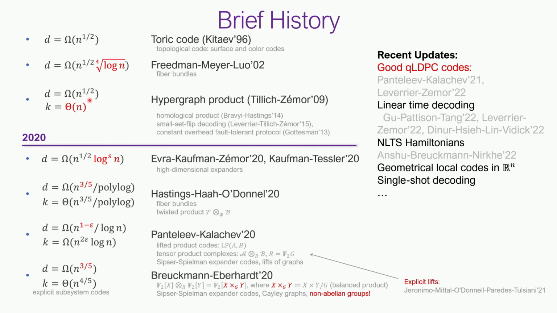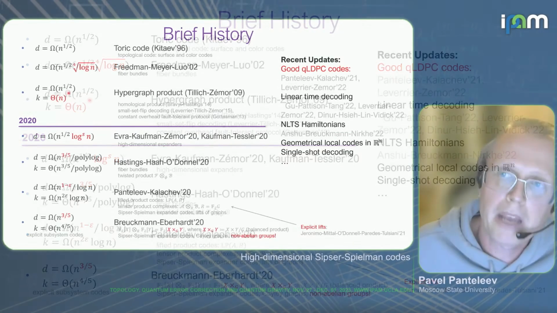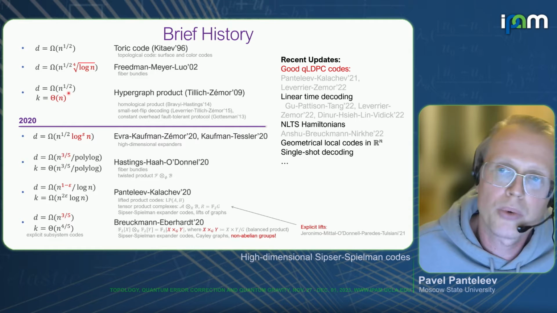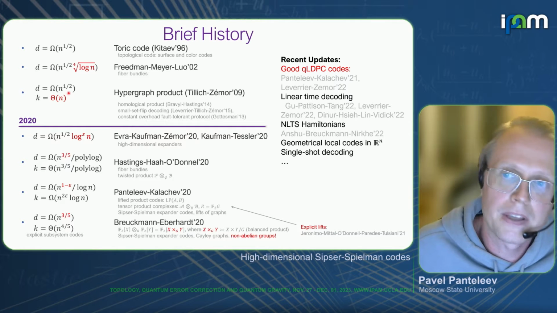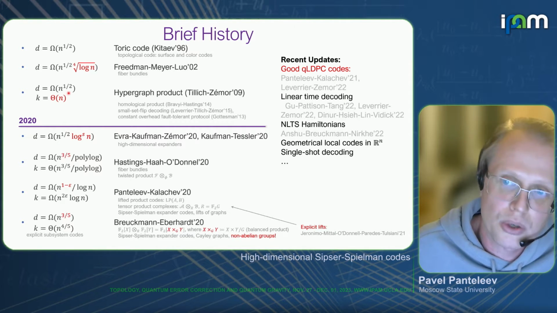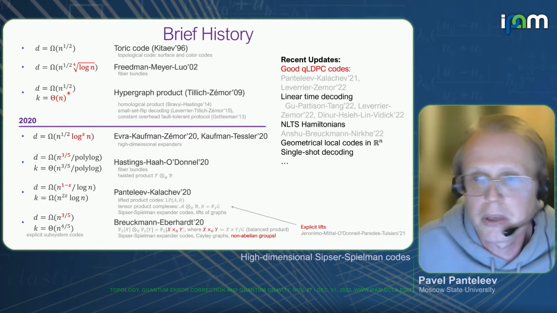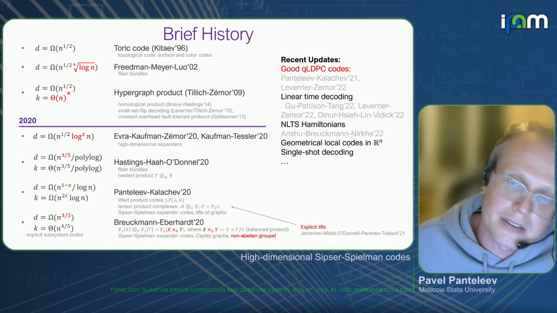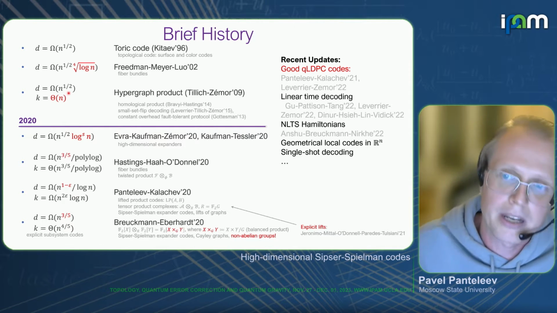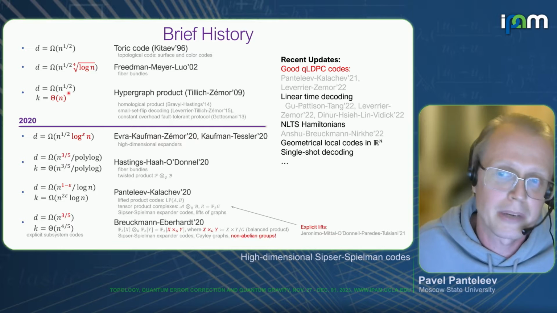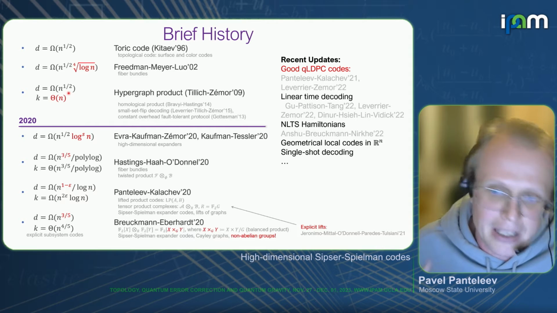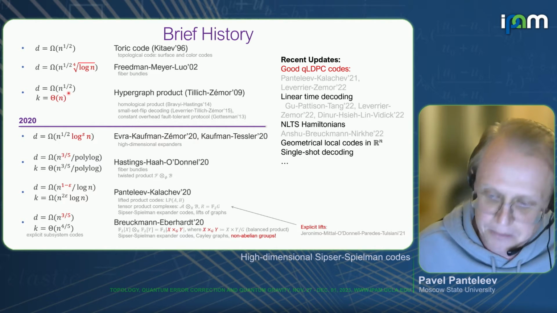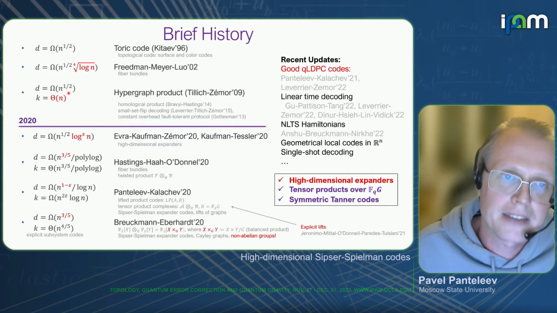And in more recent papers in 2021, in our paper with Gleb Kalachev, we finally solved this problem and showed that we can have good LDPC codes. And after that, a lot of people came into this field and proved many other things. And now we have linear time decoders, NLTS Hamiltonians, and geometrically local codes in a finite number of dimensions, and many, many other things.